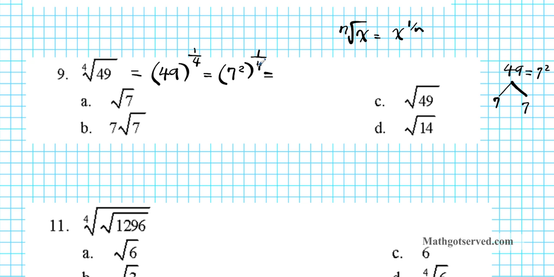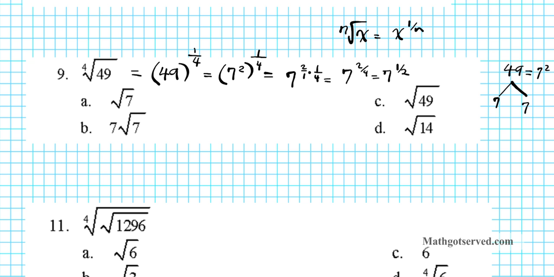So what we're going to do is simply multiply the exponents. We're going to have 7 raised to the 2 over 1 times 1 over 4. And when you multiply that, you're going to have 7 to the 2/4, which is 7 to the 1/2. Okay? That's what you get when you apply the power of a power property to this expression right here.